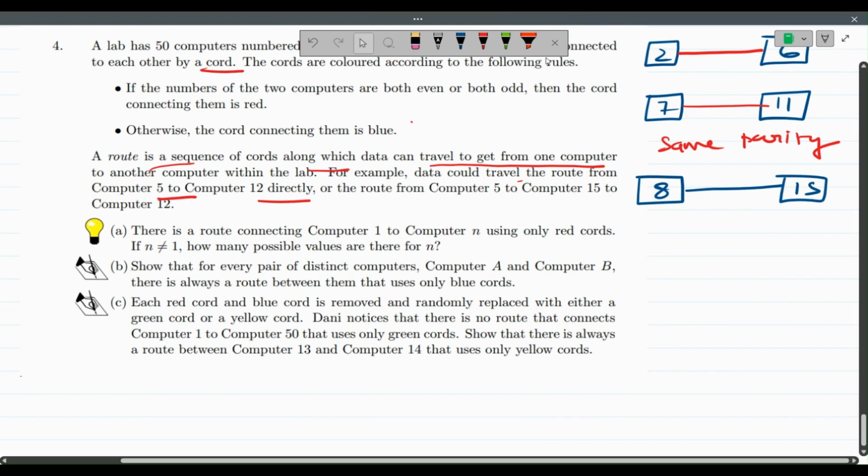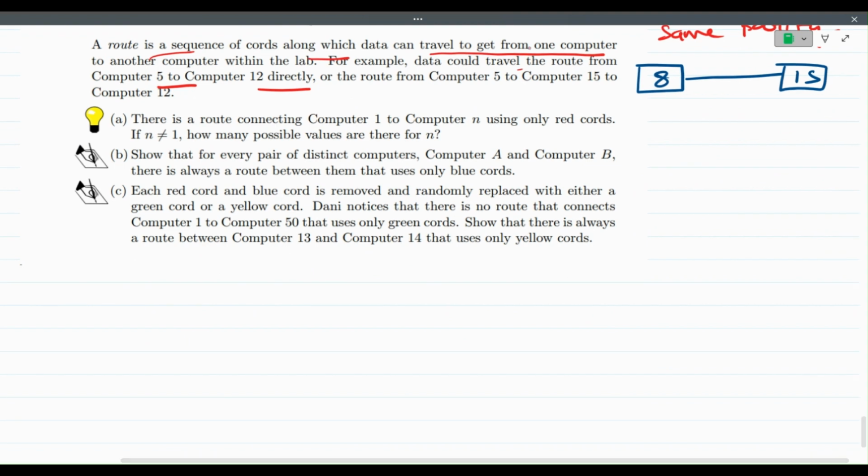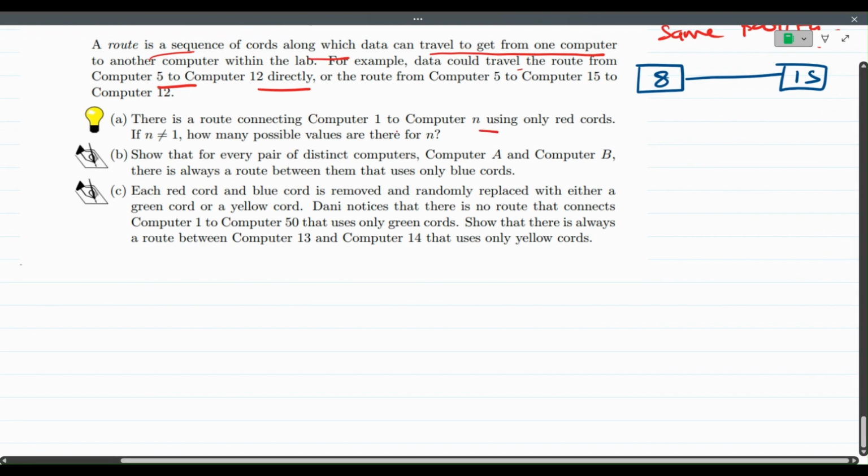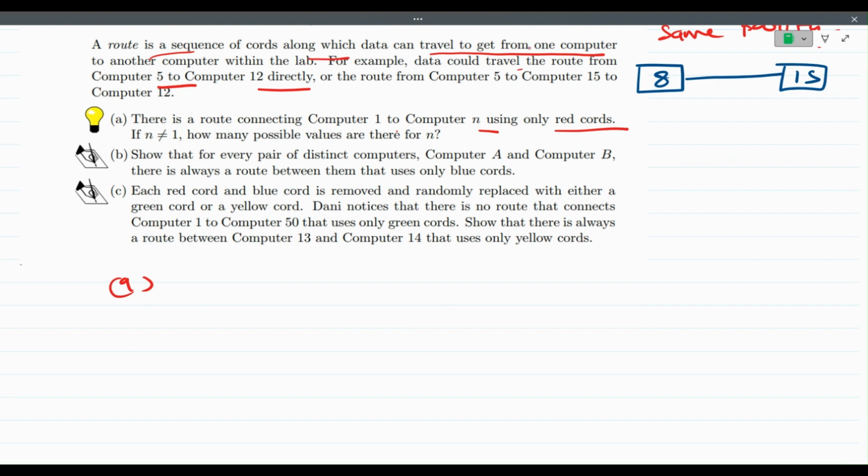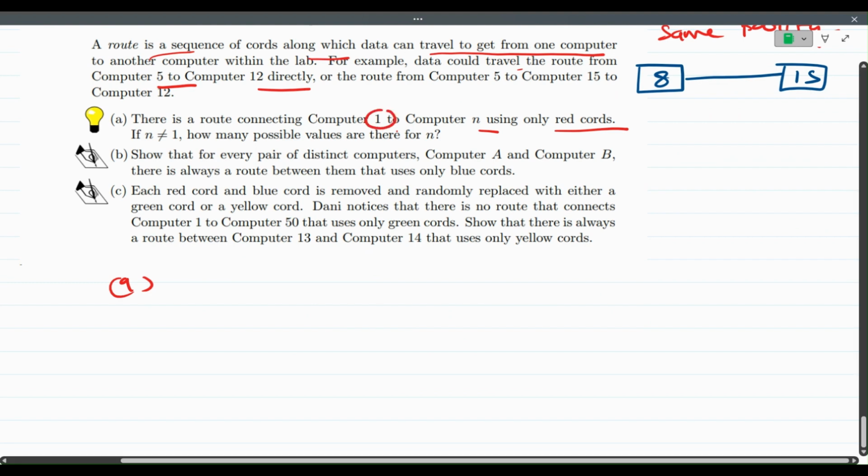Let's focus on question number 1. There is a route connecting computer 1 to computer n using only red cords. Since 1 is an odd number, and to get connected through a red cord they should be of same parity, we can connect by red cords only if the other numbers are also odd, because we've taken 1. From 2 to 50 there are 24 odd numbers. So therefore the possible values of n are 24. 24 is the answer.